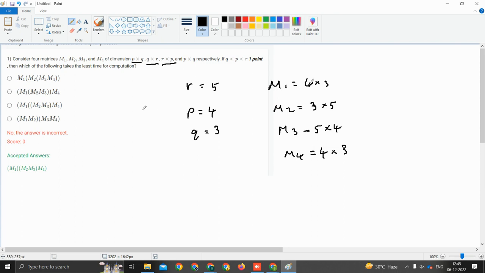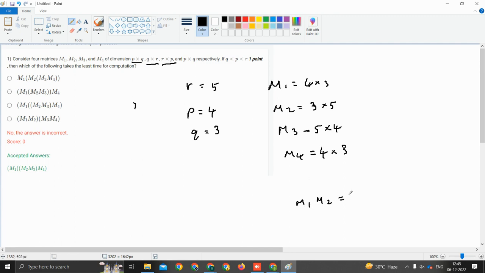So here, for least time for computation, we take it like this: when we multiply the matrices, firstly we multiply M2 and M3, 3 cross 5 and 5 cross 4. So why do we do that? That's the question. Let me tell you a point.